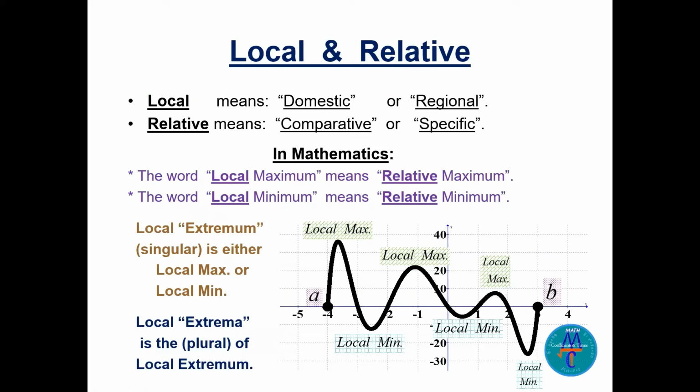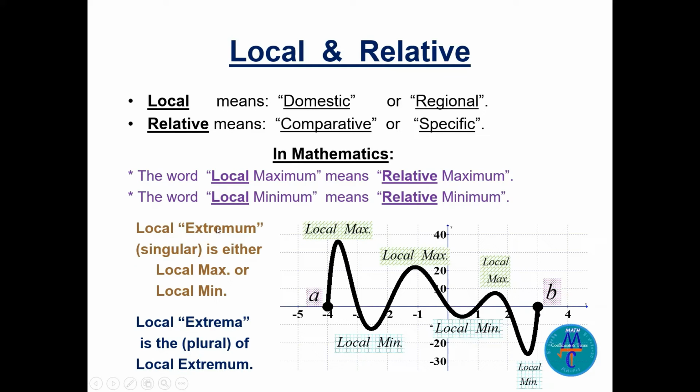Now let's go to local. Local means domestic or regional. Relative means comparative or specific. Now in mathematics, this is from the dictionary, the first two lines. In mathematics, we say the word local maximum means relative maximum, so the same meaning. The word local minimum means relative minimum.